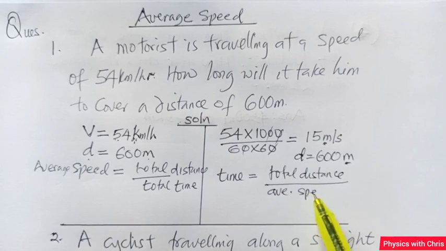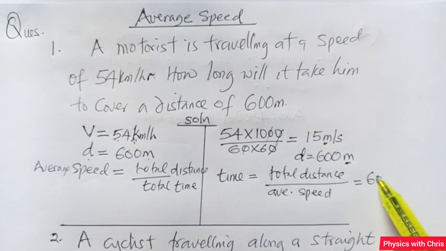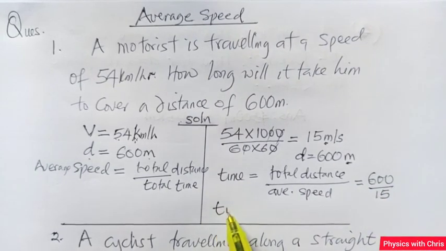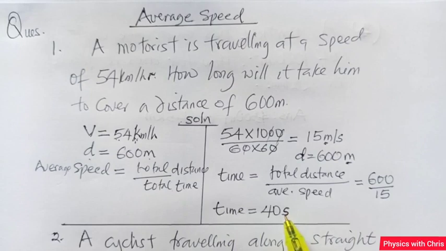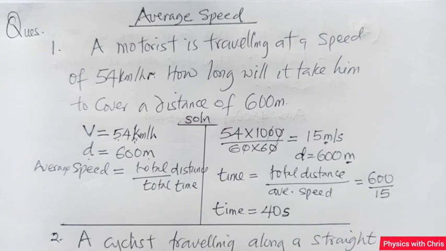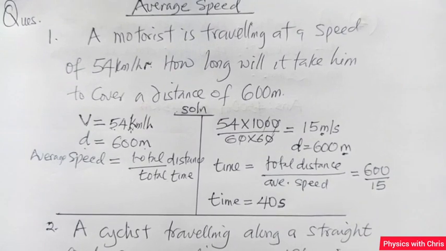Average speed. So that will give me 600 over 15. By the time I divide 600 by 15, the time is 40 seconds. So it takes 40 seconds for the motorist to cover a distance of 600 meters. Okay, quickly we'll look at a second question.